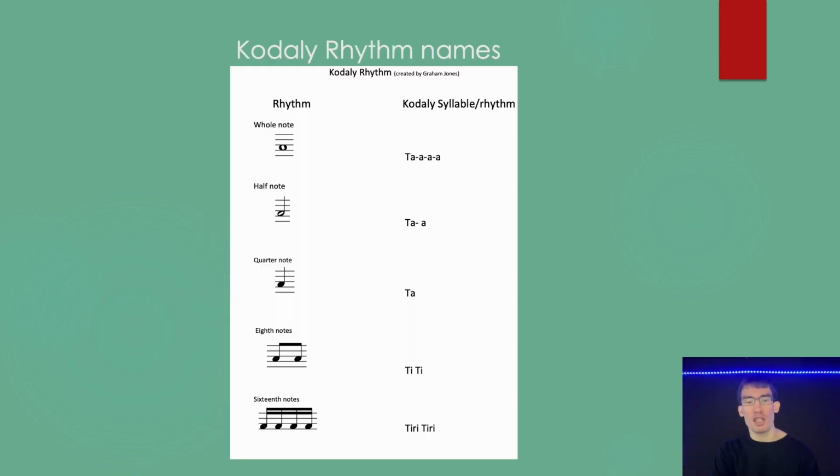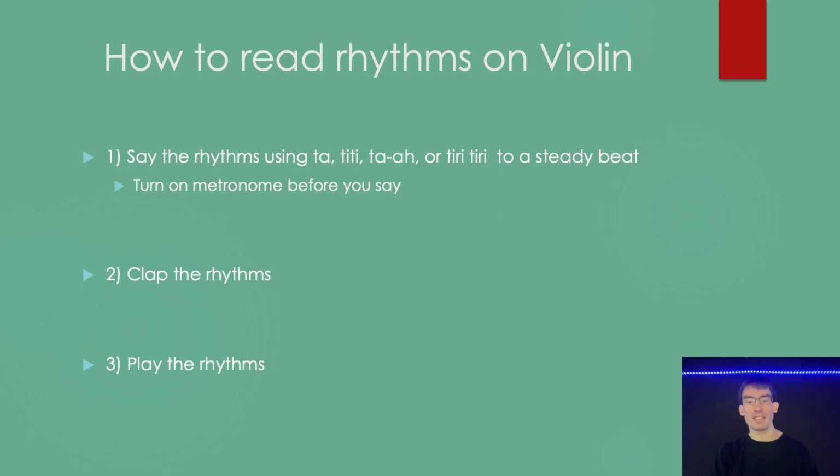There is something called Kodály syllables. This will help you learn how to count the rhythms correctly. This is what you will do. For a whole note, you will clap and you will say this: Ta, ah, ah, ah. For a half note, you will say this: Ta, ah. For a quarter note, you will do this: Ta. For eighth notes, you will do this: Ti, ti. For 16th notes, you will do this: Tiri, tiri.